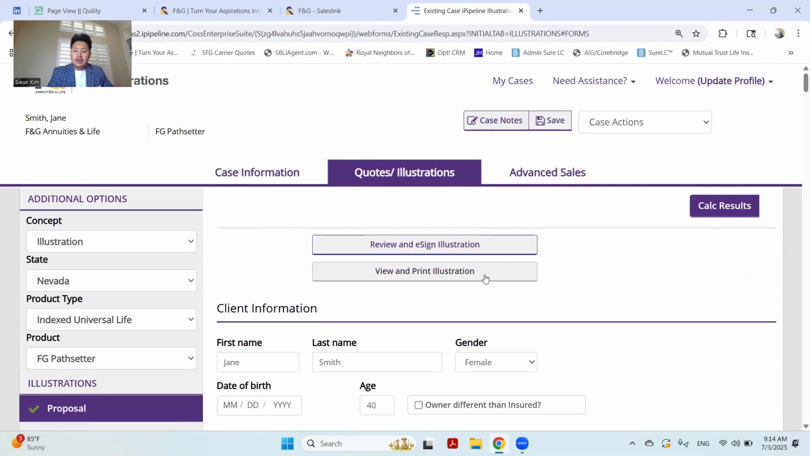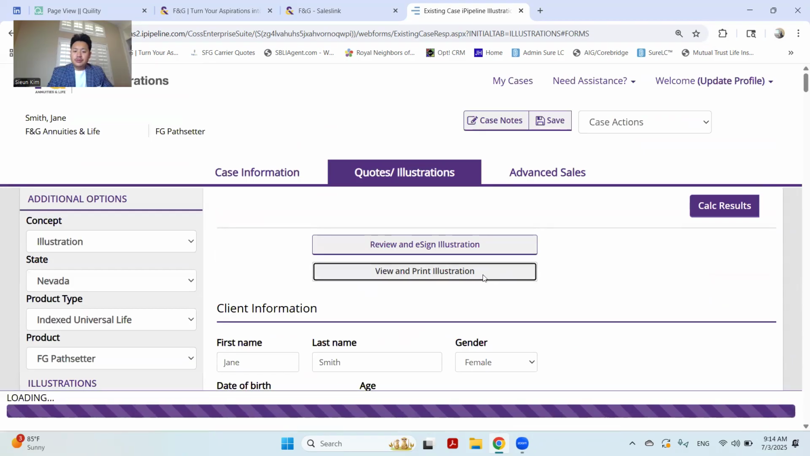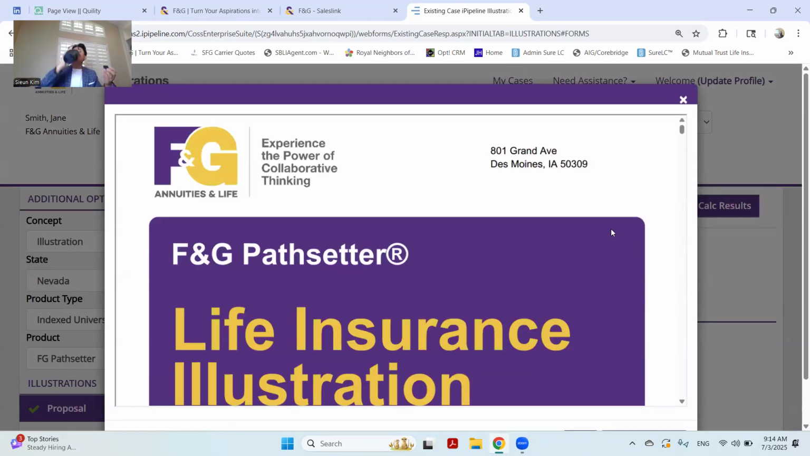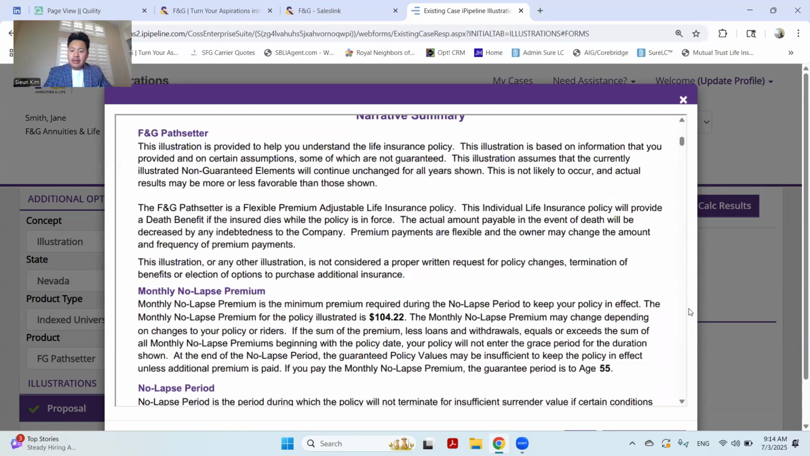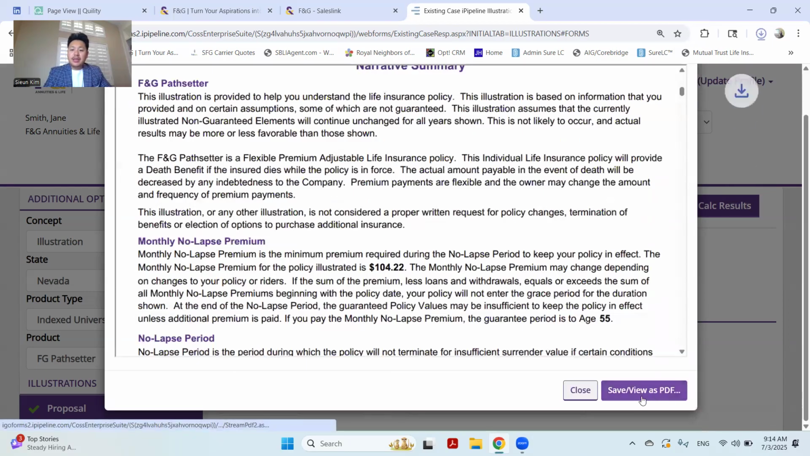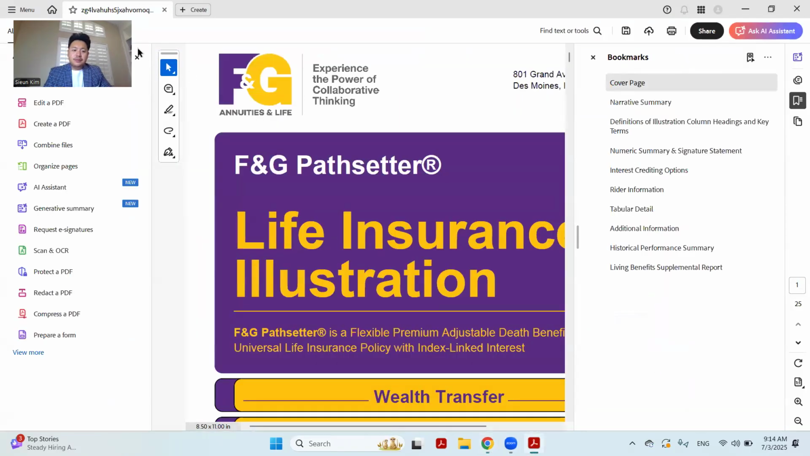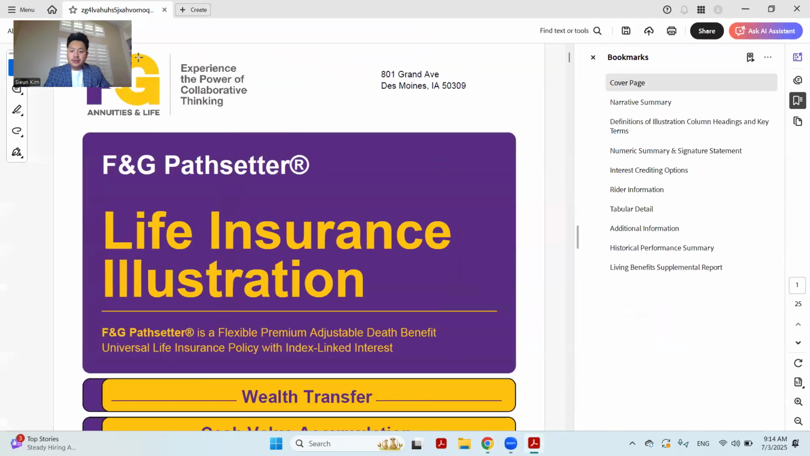I'm going to go up here and view and print illustration. So if this illustration was done correctly, it'll be a 40-year-old female. She wants to just put some money aside for her retirement. And by 66, she wants to already start withdrawing income. That's what we're solving right now. So you can save and view as a PDF, and that makes it easier for you to read the illustration.